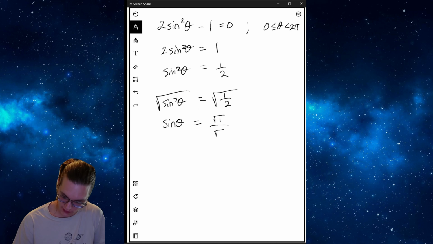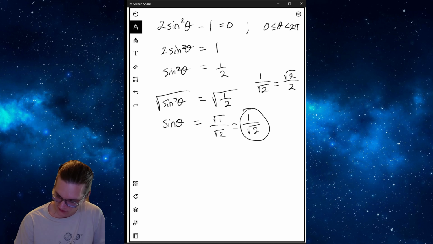I touched on this very briefly in one of the videos, but just make sure you know that this value right here, whenever you see it, is the same as this. Root 2 over 2 is equal to 1 over root 2 itself. So I'm going to say, okay, that's my answer.